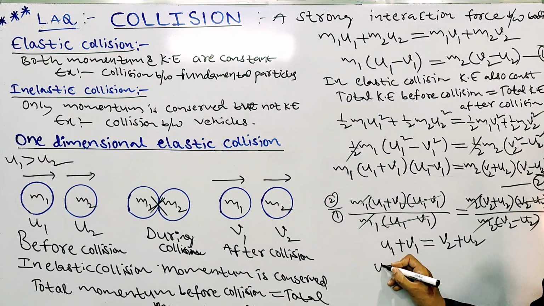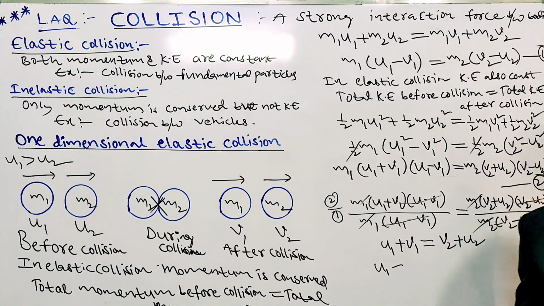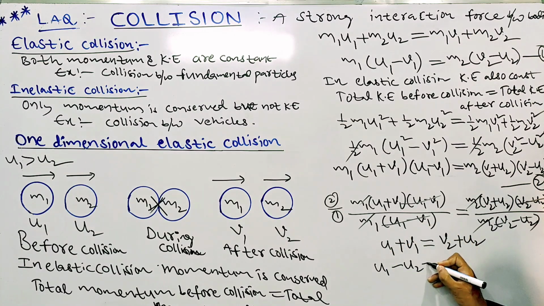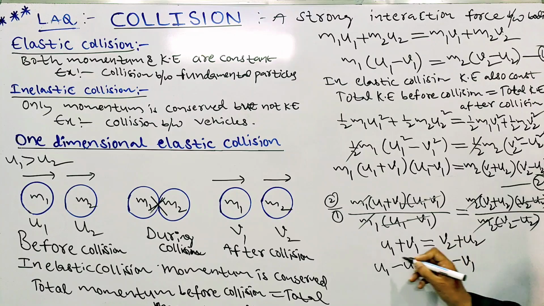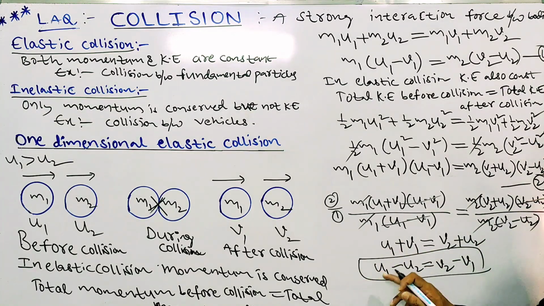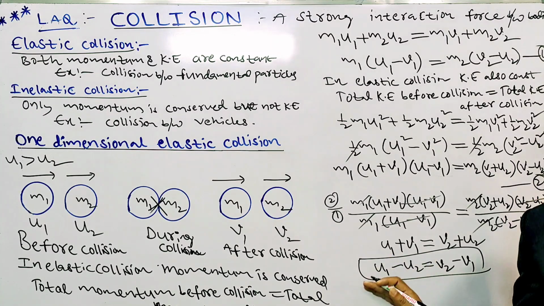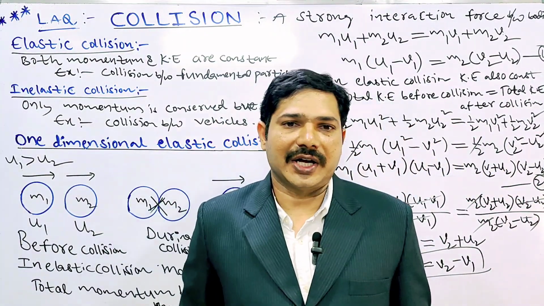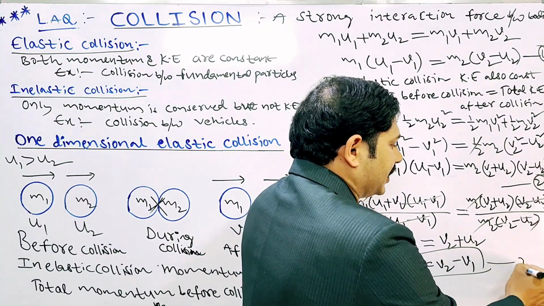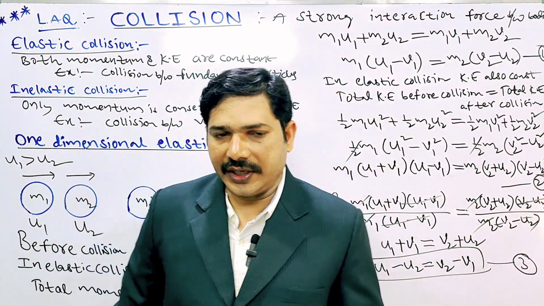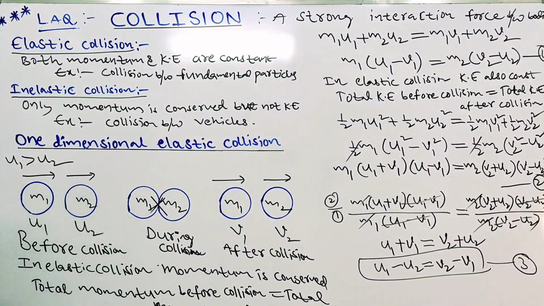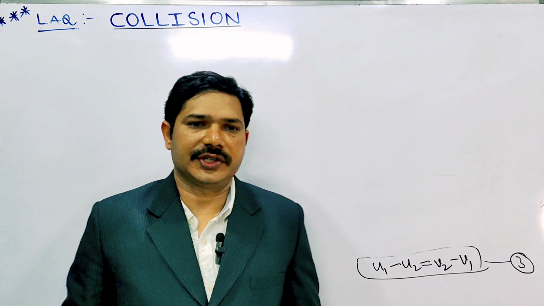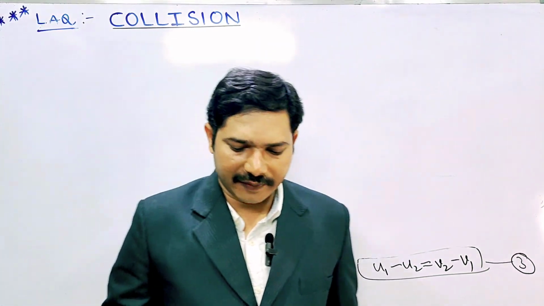Here the u terms, initial velocities, I am bringing to one side: u1 minus u2 is equal to v2 minus v1. This is called the relative velocity of approach before collision is equal to relative velocity of separation after collision. So that sentence you have to write: the relative velocity of approach before collision is equal to the relative velocity of separation after collision. This is equation 3. After equation 3, the next continuation part I'll discuss. The final velocities v1, v2 we have to derive now.